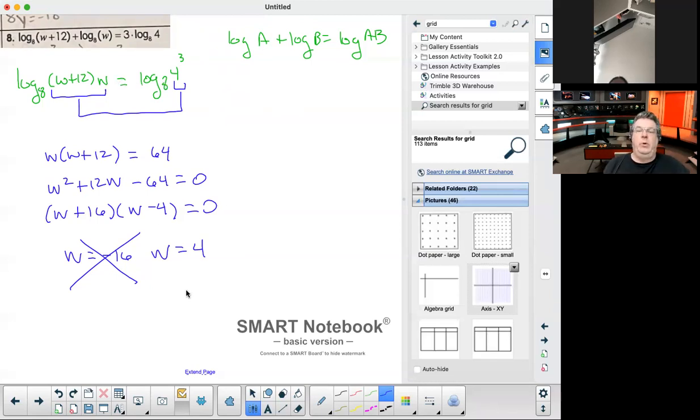No. You take each individual one. This must be positive on its own, and this must be positive on its own. Because if you had a negative here and a negative here and multiplied them, you'd get a positive. But no, you have to look at the original equation. Okay, got it.